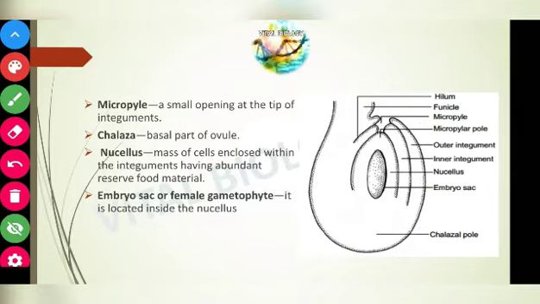The next part is the embryo sac. The center part is the embryo sac, also called the female gametophyte. It is located inside the nucellus. As I told you, this is the nucellus, right? Inside this nucellus you can observe the embryo sac is present. I think you have understood the structure of the megasporangium, or ovule. This is very, very important for your exams, and also very important for KCET and NEET aspirants too.